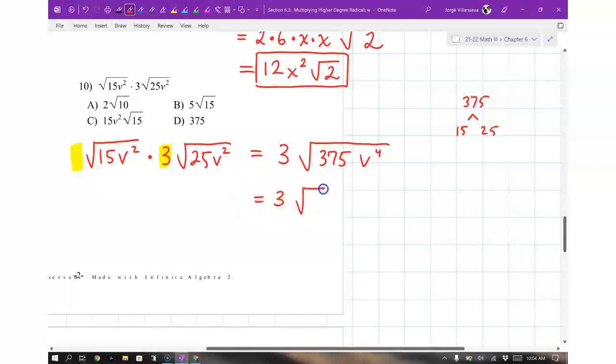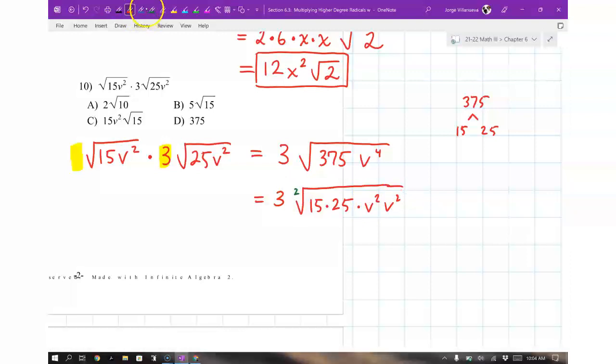so this is going to be 3 square root of 15 times 25. And what's my index on the square root? 2. So that means I get to write this as v squared. Now notice my index matches these powers, and I know that 25 has a nice square root. It's going to go out and become a what? A 5, okay? So my answer is, well, close, 3 times 5.